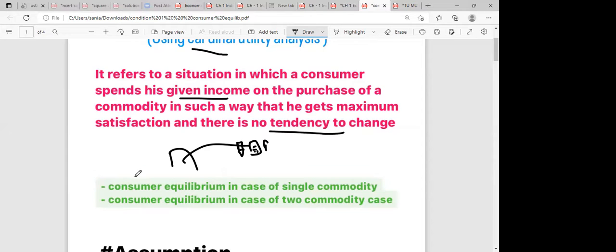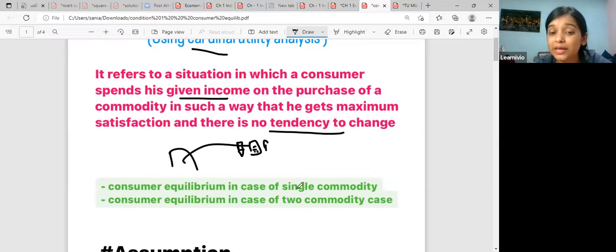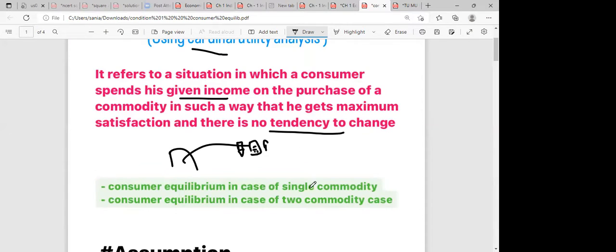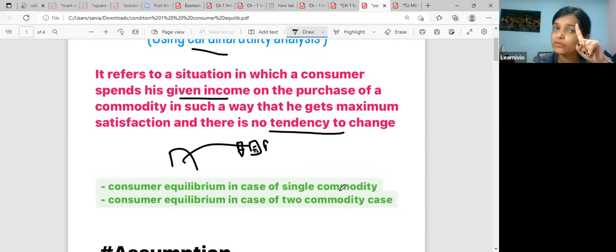Yeah. Okay. Next, consumer equilibrium in case of single. So we will be doing two situations: consumer equilibrium in a single commodity case, when you have only one product, and consumer equilibrium in a two commodity case. Clear? So we will be doing when the consumer gets equilibrium if he is purchasing only one product, and when the consumer is purchasing two goods, when he is getting the consumer equilibrium, where the maximum satisfaction is.